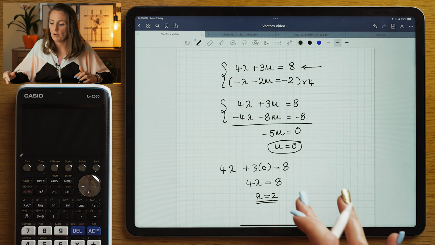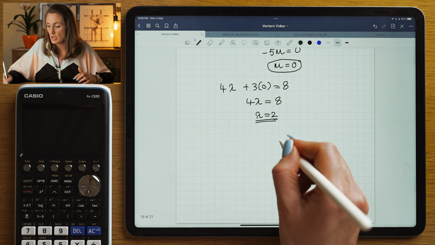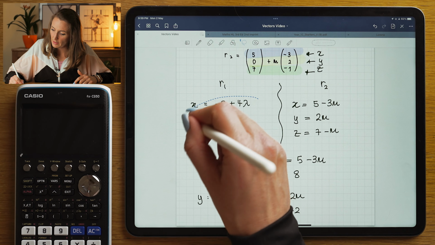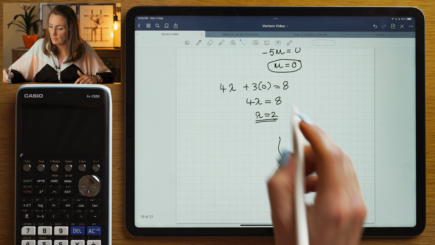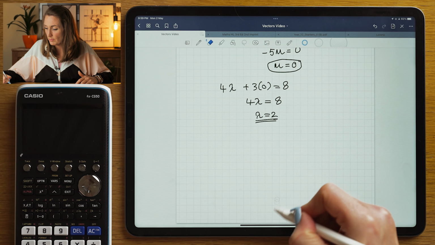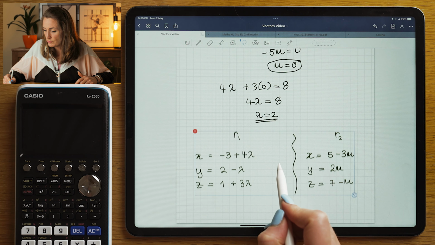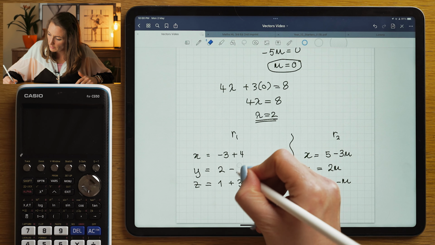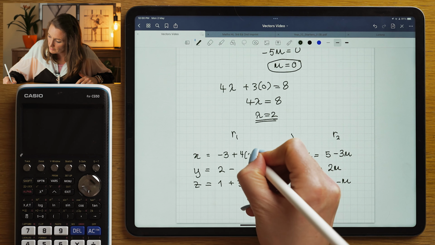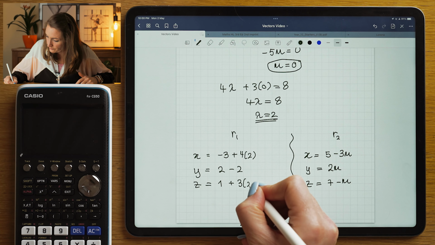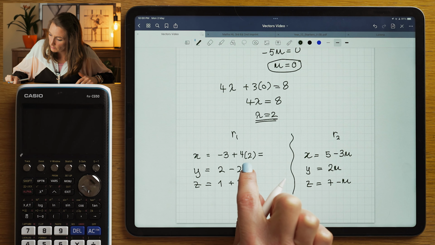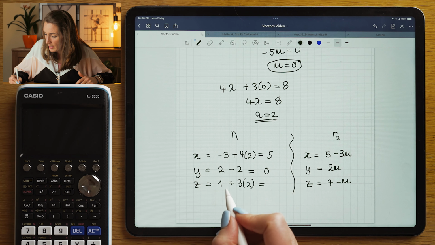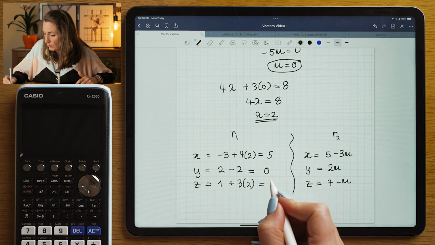Like I said, this is a bit superfluous, but it does give me a way that I can check my calculations. So what I can do here, if I have solved for both lambda and mu, is go back to my parametric equations that I set up and just really check them. So if lambda is 2, I could substitute 2 in all of these places. Here I would get minus 3 plus 8, which would be 5. Here I would get 2 minus 2, which would be 0. And here I would get 1 plus 3 times 2, which would be 7.